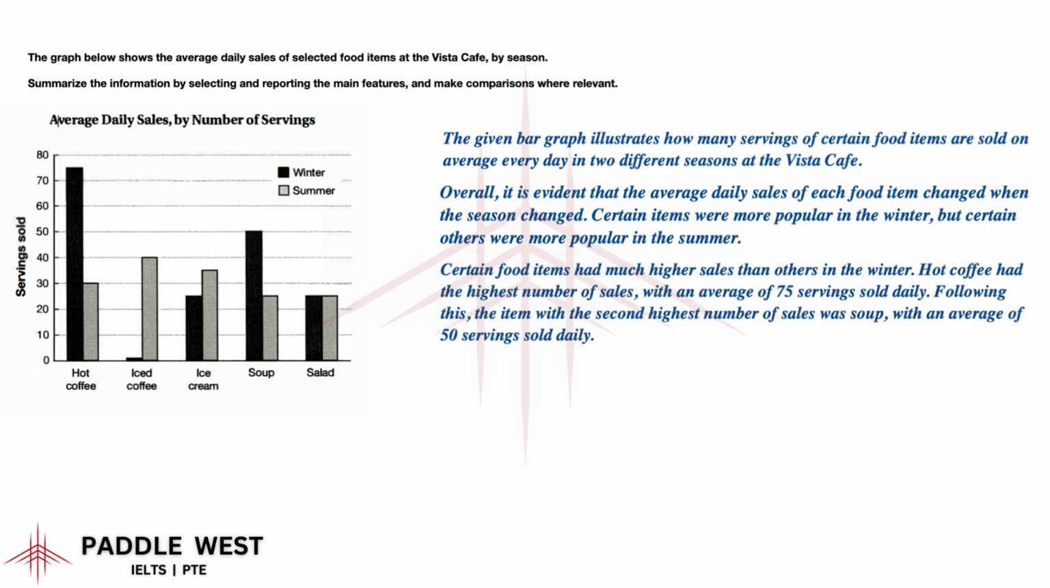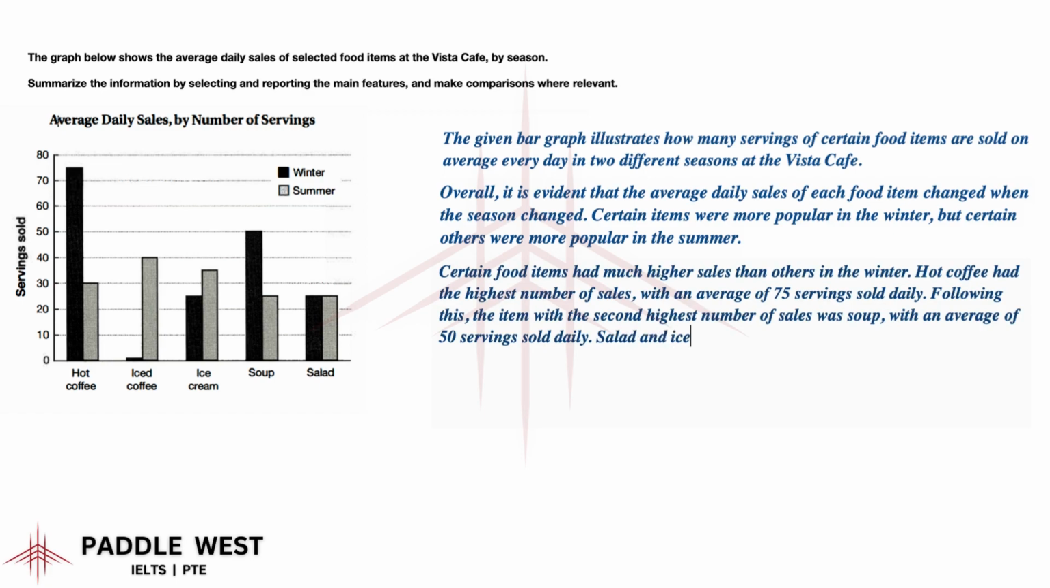After this, we will write about the remaining items. As salad and ice cream have the same figures, we can group them, and we will make this a compound sentence by adding the information for ice cream. The sentence will become, salad and ice cream had average daily sales of 25 servings each, and iced coffee had the lowest number of sales, with close to 0 servings sold daily.